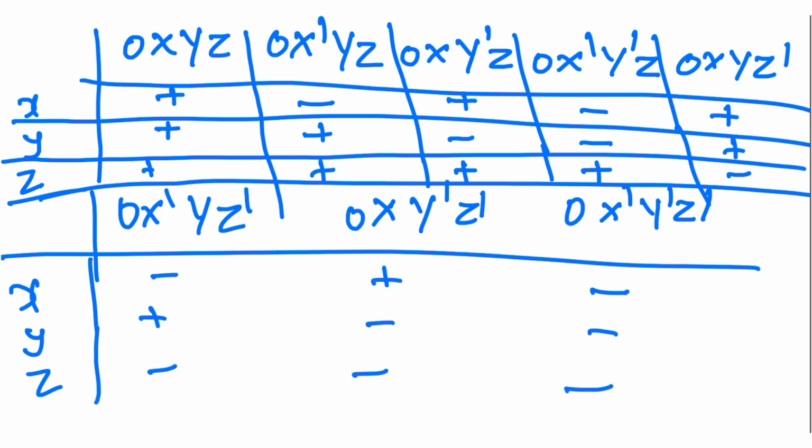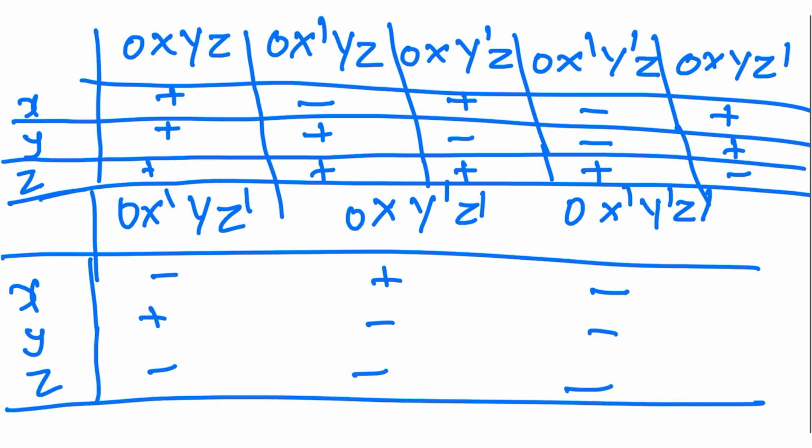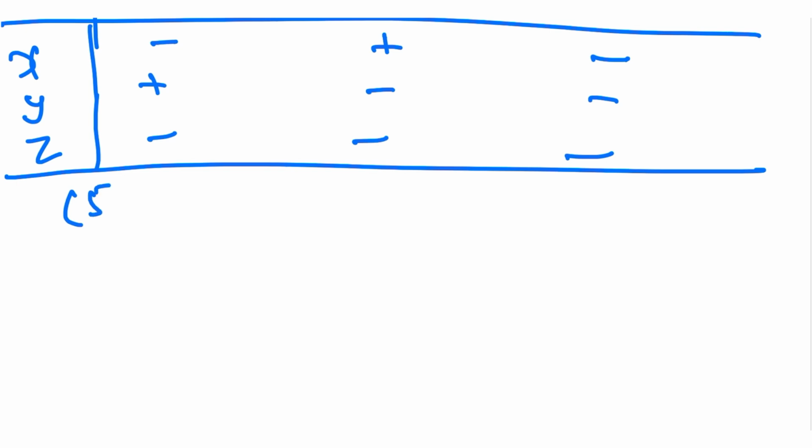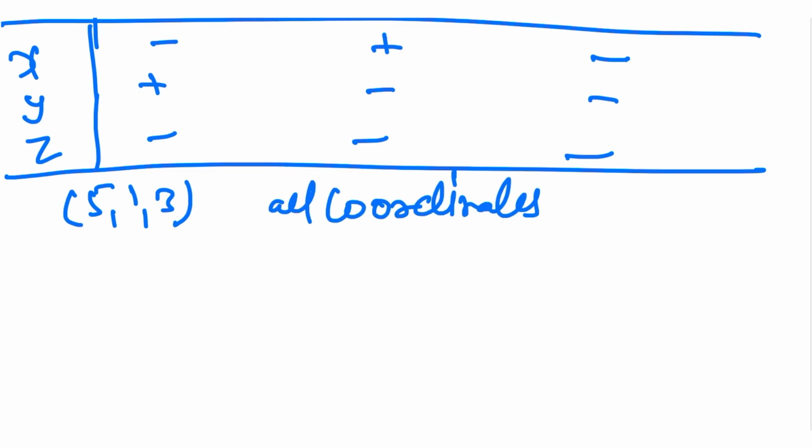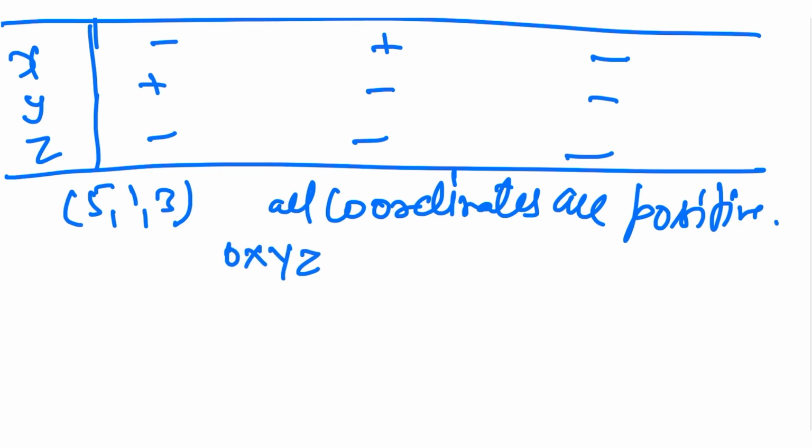So we have an example based upon these octants. Name the octants in which the following points lie. Like we have the point 5, 1 and 3. As we can see, all three coordinates are positive. So it means it lies in the OXYZ octant.